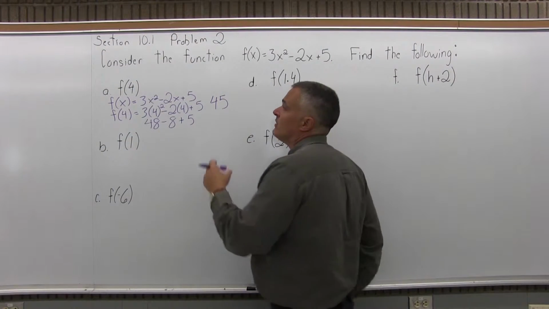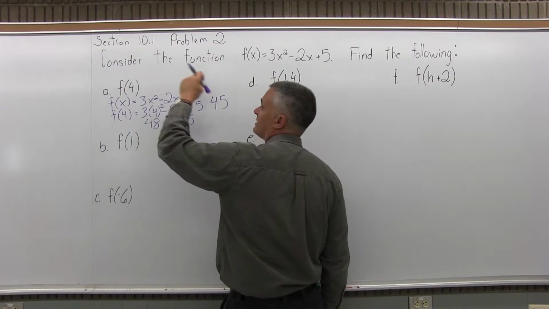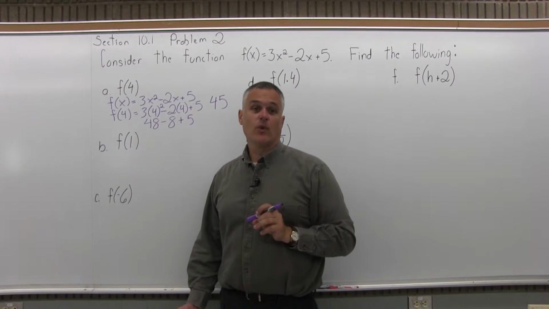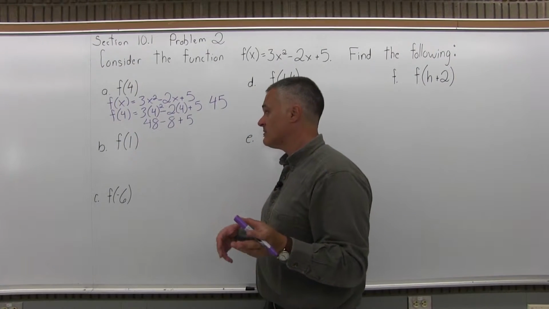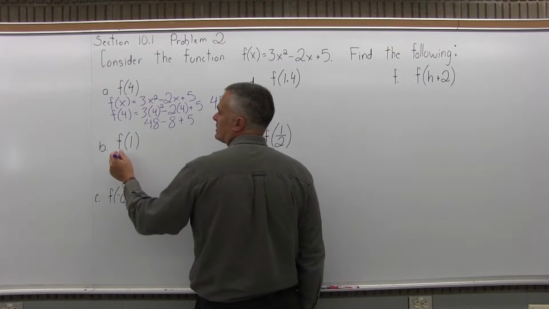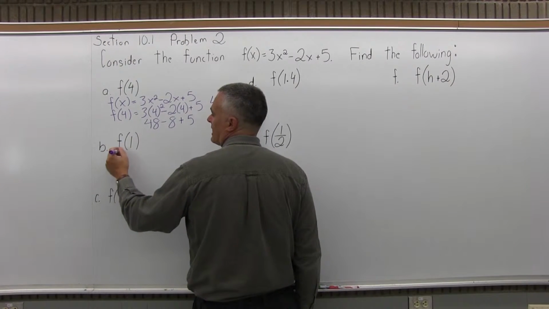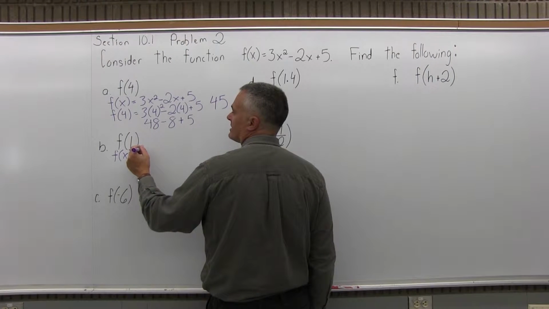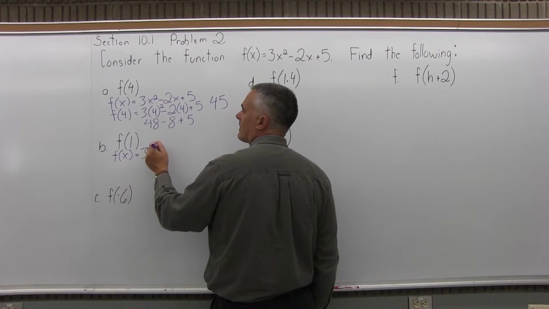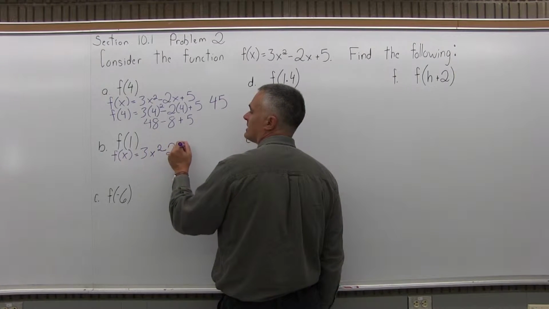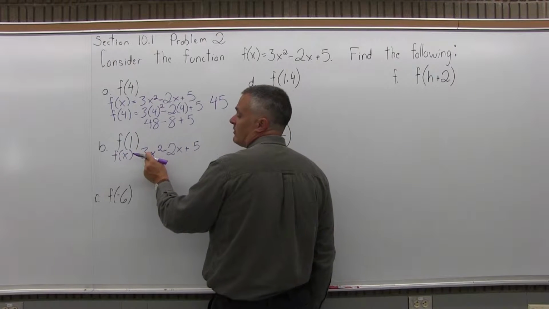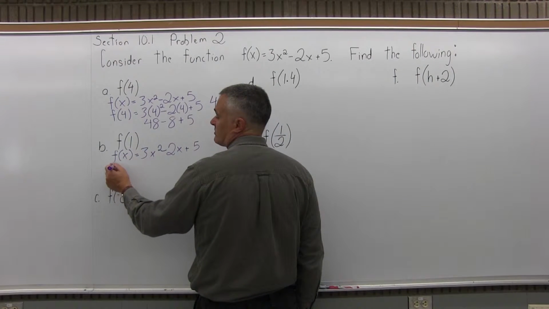And that means for that function, if you put in a 4 as an input, the output you get is 45. Part B says find f of 1, which means put in a 1 as an input and see what you get out, or replace every x with a 1. So it's going to be the same type of process. Start with the function that's given, f of x equals 3x squared minus 2x plus 5. And because the problem says find f of 1, wherever there's an x, replace it with a 1.